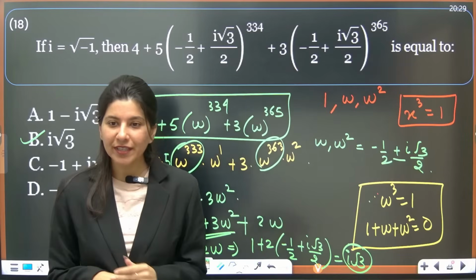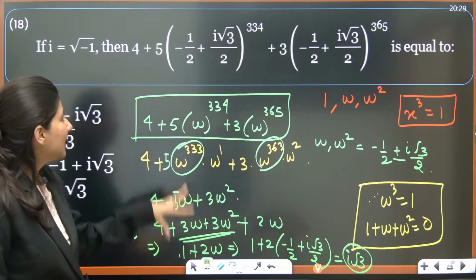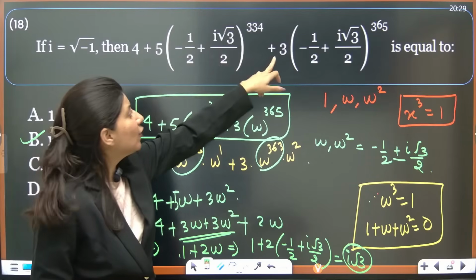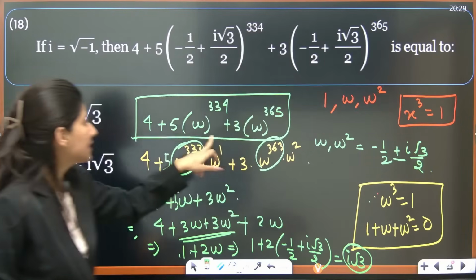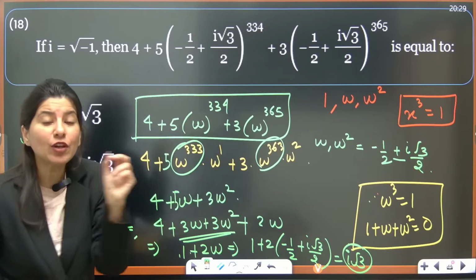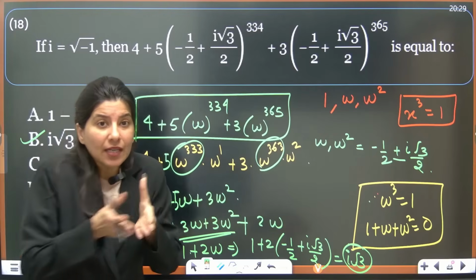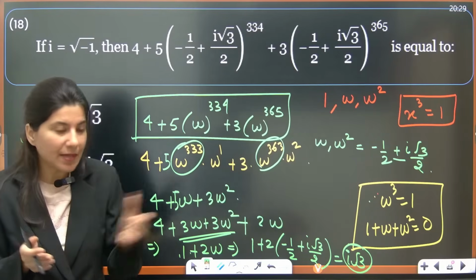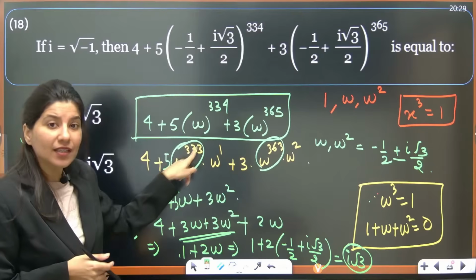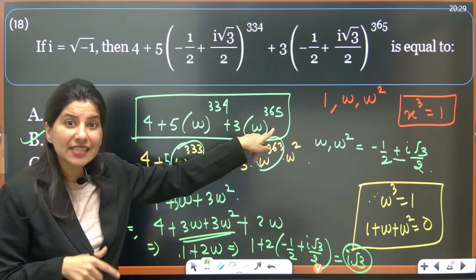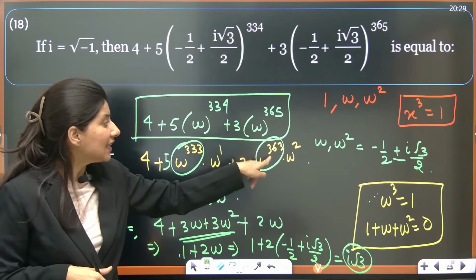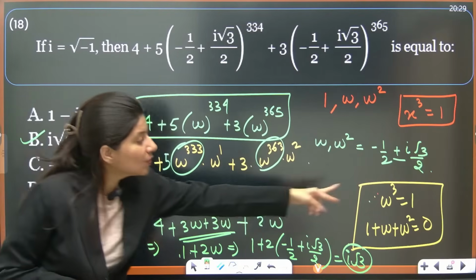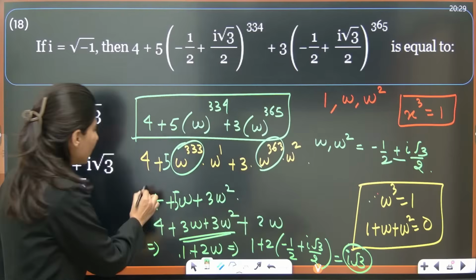So what I was explaining to you, understand, 4 plus 5 omega power 334 plus 3 omega power 365. Now 334 I am going to split in such a way that the multiple of 3 will be separated and the rest will be separated. So 334 is 333 plus 1. 365 will become 363 plus 2. So that 363 and 333 become 1, since omega cube is equal to 1. So now you're left with this only.